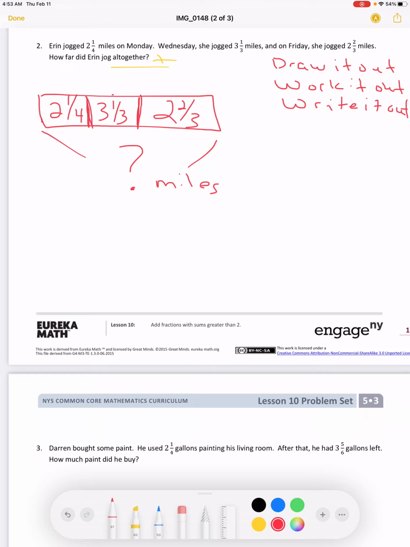All right, so let's get ready. If you look at the tape diagram, if we're trying to get the total, what are the parts that make up the total? Inside of the tape diagram are the parts that make up the total. Let's add those together, okay? So let's rewrite our parts: 2 1/4 plus 3 1/3 plus 2 2/3.